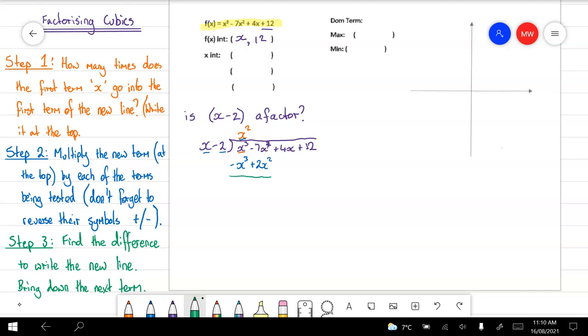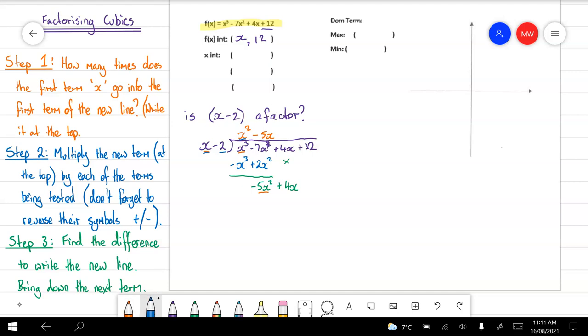Step 3, work out the difference between those two. X cubed minus x cubed makes nothing. Minus 7x squared plus 2x squared makes minus 5x squared. While we're here, we'll bring down this little plus 4x into our next line. Reset, back to step 1. Go back to the original x. Now we're asking how many times it will go into the first term of the new line. So how many times will x go into minus 5x squared? It will go in minus 5x times.